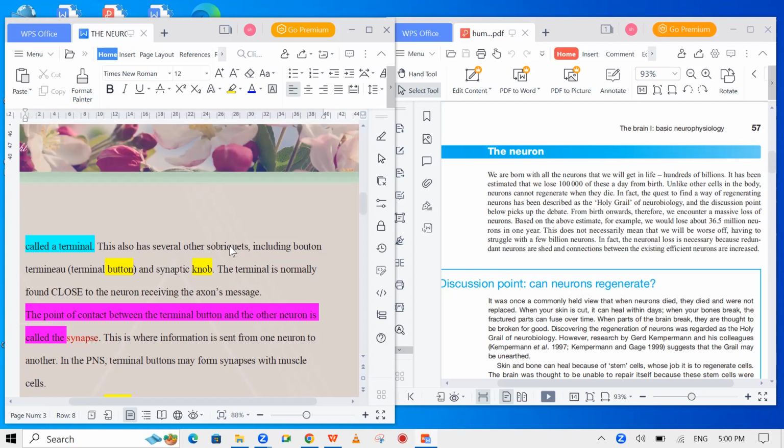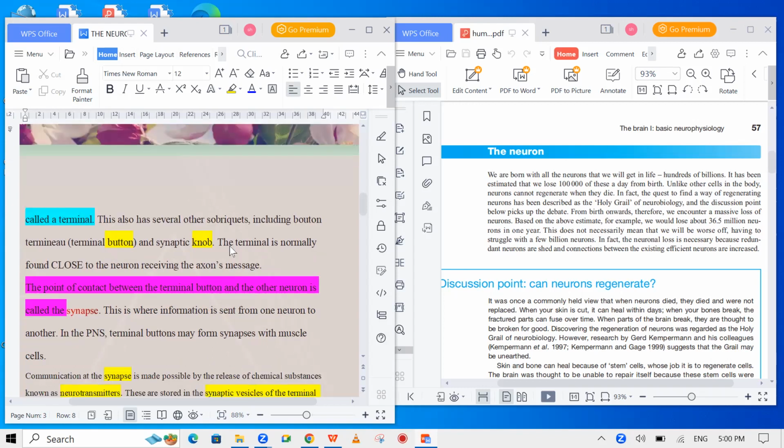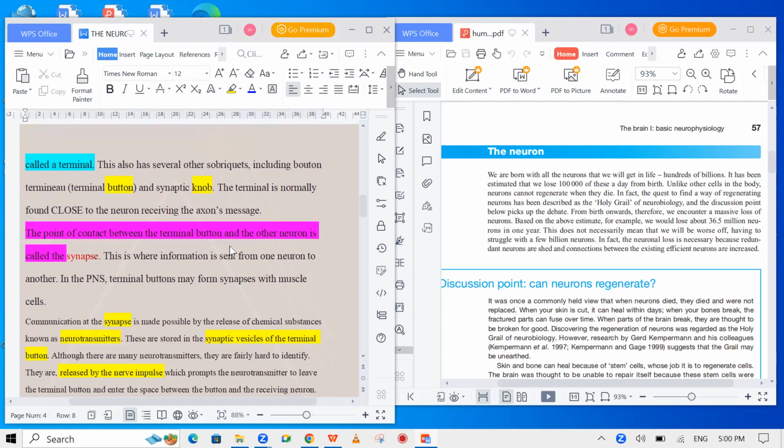The terminal is normally found close to the neuron receiving the axon message. The point of contact between the terminal button and the other neuron is called a synapse. This is where the information is sent from one neuron to another. In the peripheral nervous system, terminal buttons may form synapses with the muscle cells. So basically, the synapse is a point where one cell is going to communicate with the other cell. So this is the communication point.